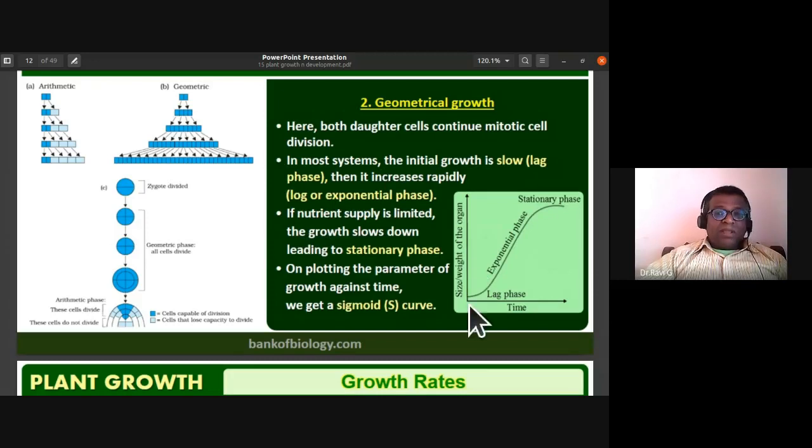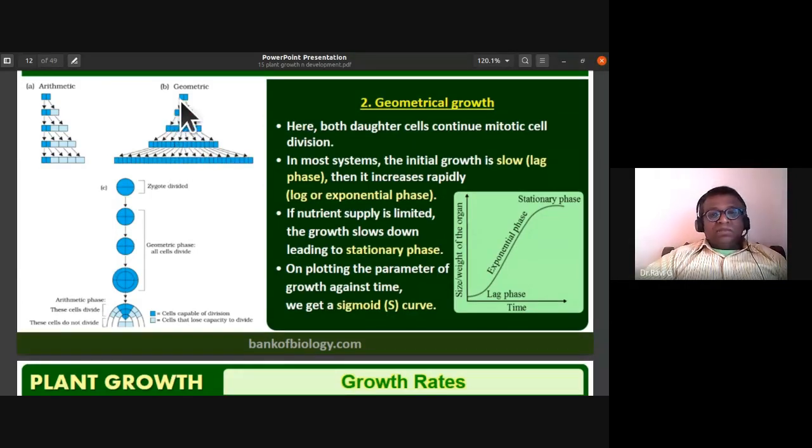On plotting the parameter of growth against time, we get a sigmoid curve. In arithmetic growth, only one daughter cell is involved in cell division, and the others mature, undergoing elongation and maturation. So only one daughter cell is increasing, and when you plot this on a graph, you get a linear curve. But in geometrical growth, both the daughter cells continue to undergo mitotic cell division.